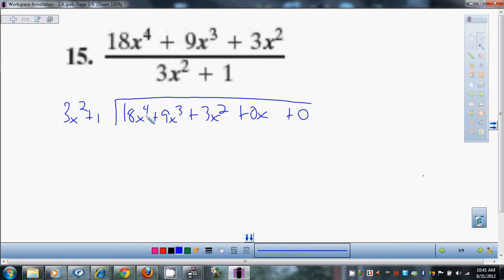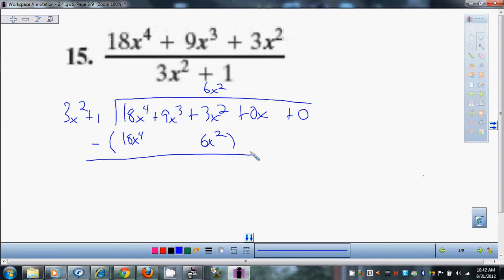Here we go. 18x to the 4th divided by 3x squared is 6x squared. Notice I wrote it over the squares. Step 1. What is step 2? Multiply. 6x squared times 3x squared is 18x to the 4th. 6x squared times 1. Notice how I'm skipping the cube term because we're not going to cover that one right now. It's 6x squared. And then I still do my minus thing.